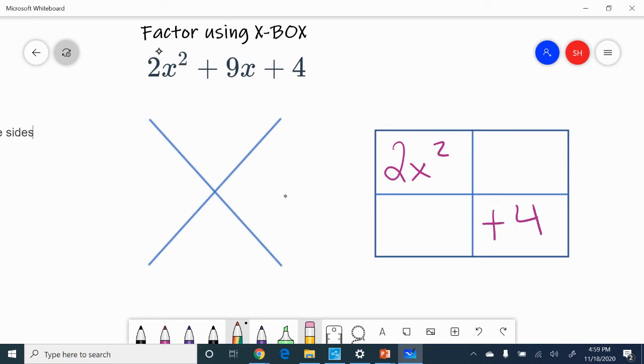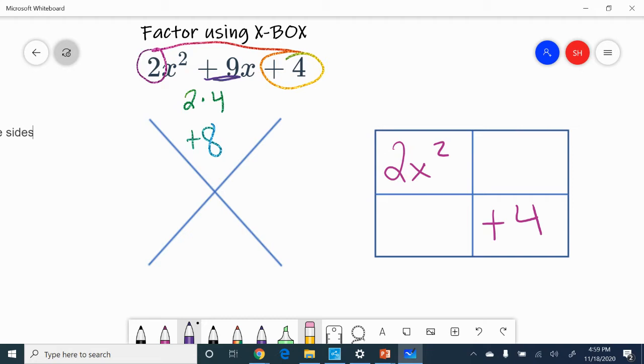You're going to take the first number and multiply it by the end number. So that's what's going to go on the top. We know that is a positive 8. And then the middle number, that plus 9, goes at the bottom. Now what we need to do is figure out what multiplies to 8 but adds to 9. What multiplies to 8 but adds to 9?